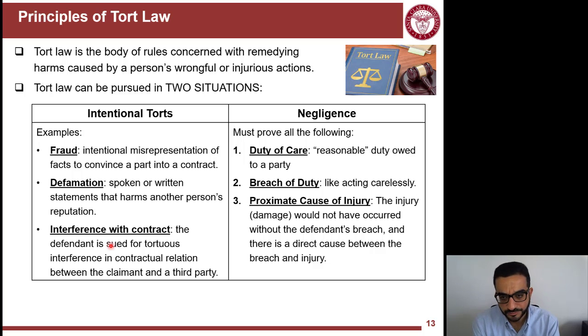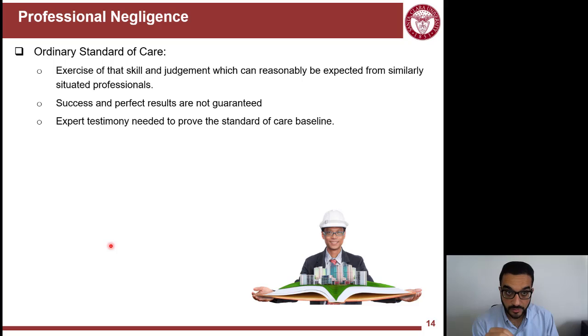So it's not like you were checking the phone, you hit a light pole, and then this light pole caused different domino effects, and then at the end hit someone else. It has to be a direct causal relationship between your breach of care and the injury that happened. So these three conditions have to be satisfied to prove that there was a tort based on negligence.